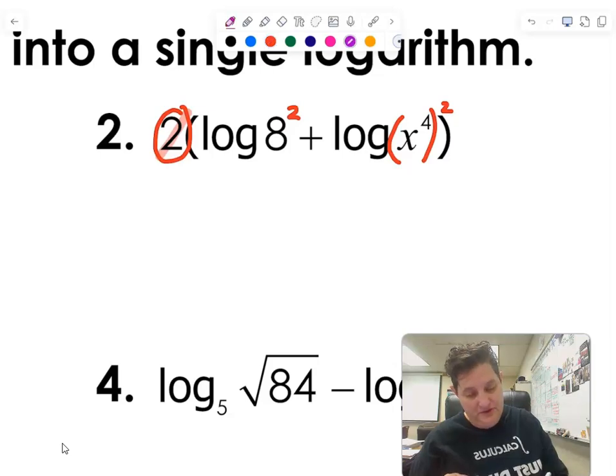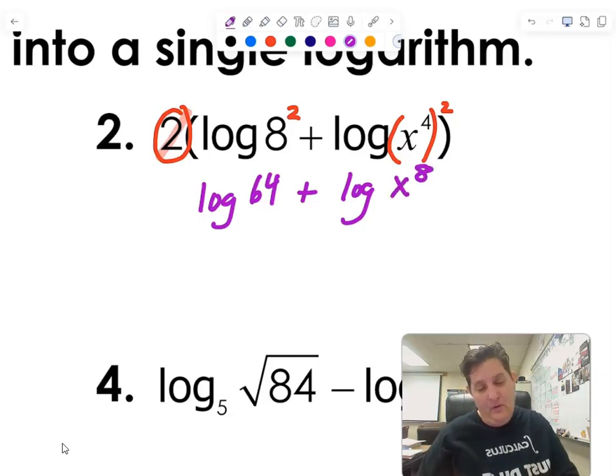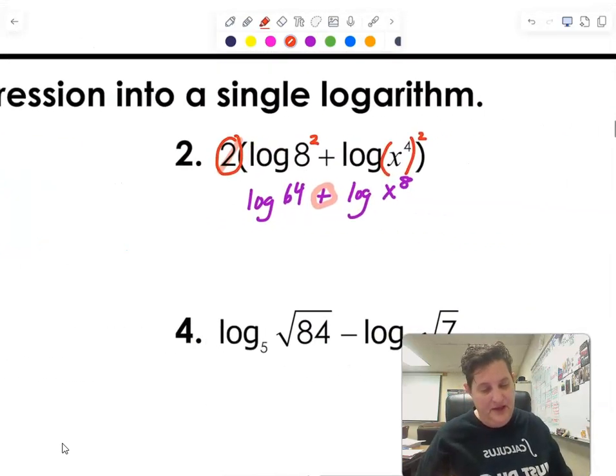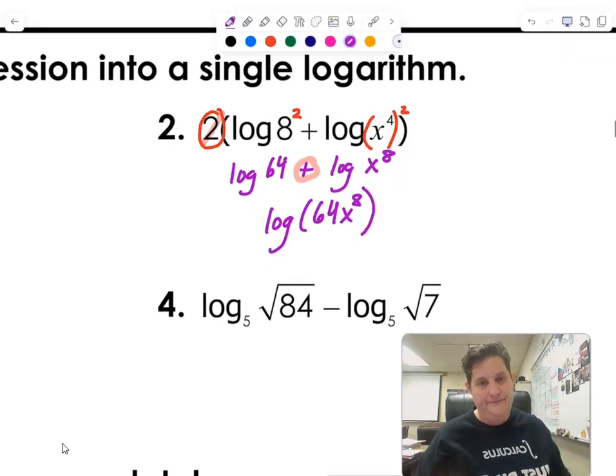So this becomes log 64, log 64, and this becomes log x to the 8th. Now, because of the plus, when I put them together, right, so the last one was the minus, this is the plus, I'm going to multiply. So it's log 64x to the 8th. Alright?